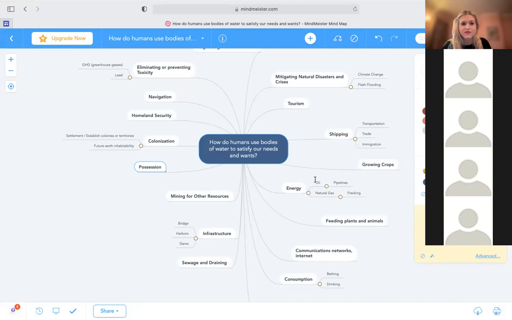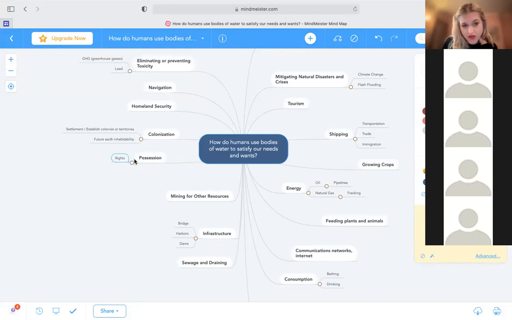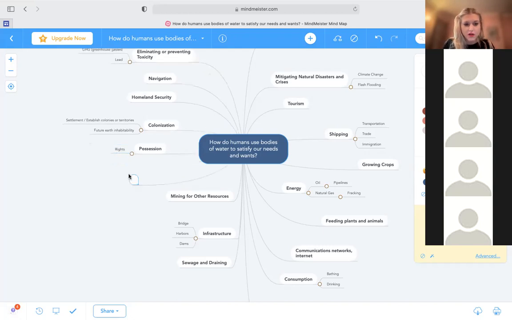And now we have GPS to determine, this is my part of the water, this is your part of the water. So possession has to do with rights of who gets to manage the water. When we talk about rights, for example for wetlands, do we define those as bodies of water? How wet does the land need to be for it to be considered a body of water rather than a body of land? Some of these are questions of definition.